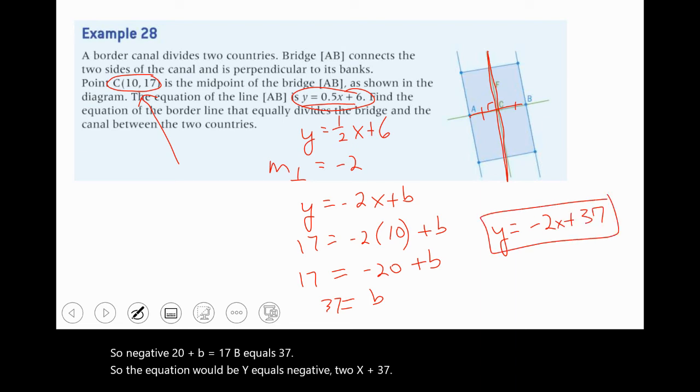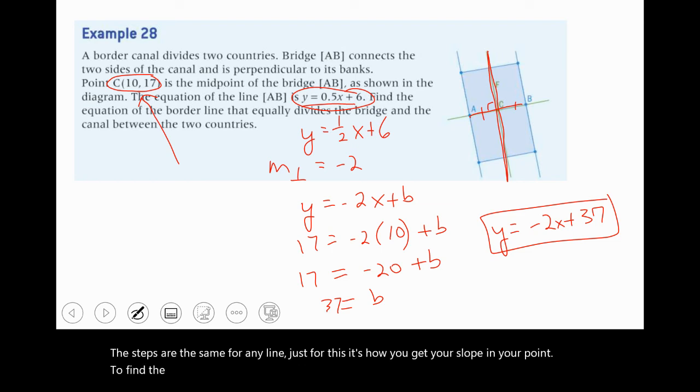So again, your steps, if you did the notes, the steps are the same for any line. Just for this, it's how you get your slope and your point. To find the equation of a line, you need a slope and a point.